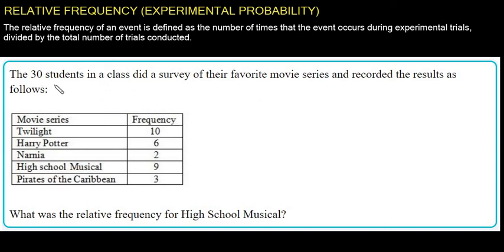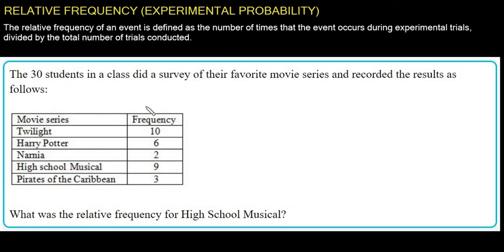For example, the 30 students in a class did a survey of their favorite movie series and recorded the results as follows. As you see, the movie series are Twilight, Harry Potter, Narnia, High School Musical, Pirates of the Caribbean. So the frequencies are 10, 6, 2, 9, 3. That means 10 of the students, their favorite movie is Twilight. 6 of the students' favorite movie is Harry Potter. 2 of the students' favorite movie is Narnia. 9 of the students' favorite movie is High School Musical. And 3 of the students' favorite movie is Pirates of the Caribbean.